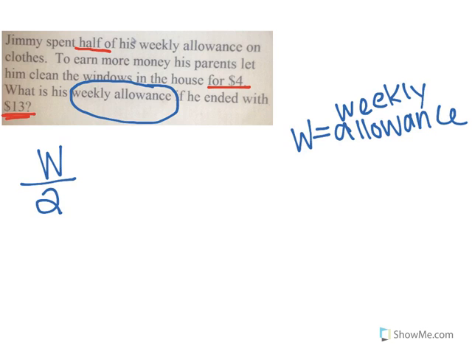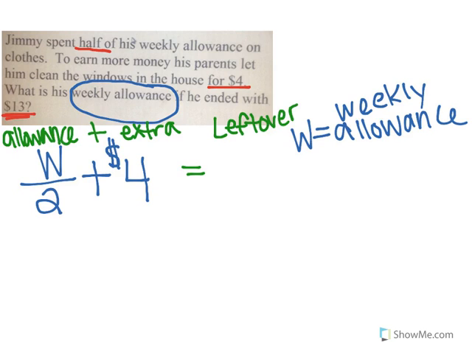Now his parents give him extra that will be added on in addition to his weekly allowance of $4. Extra work for washing those windows. So he had his allowance and then he has extra income. And of course, you know that he ends up with $13 left over. So we want to work backwards to figure out what his weekly allowance started with.